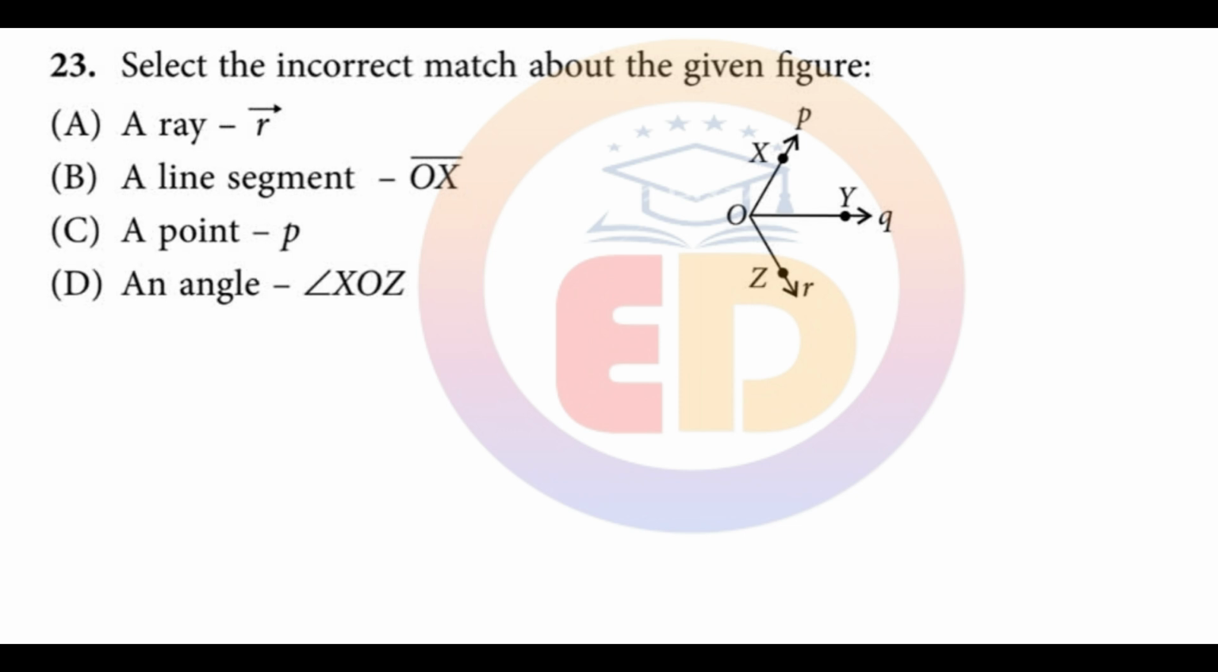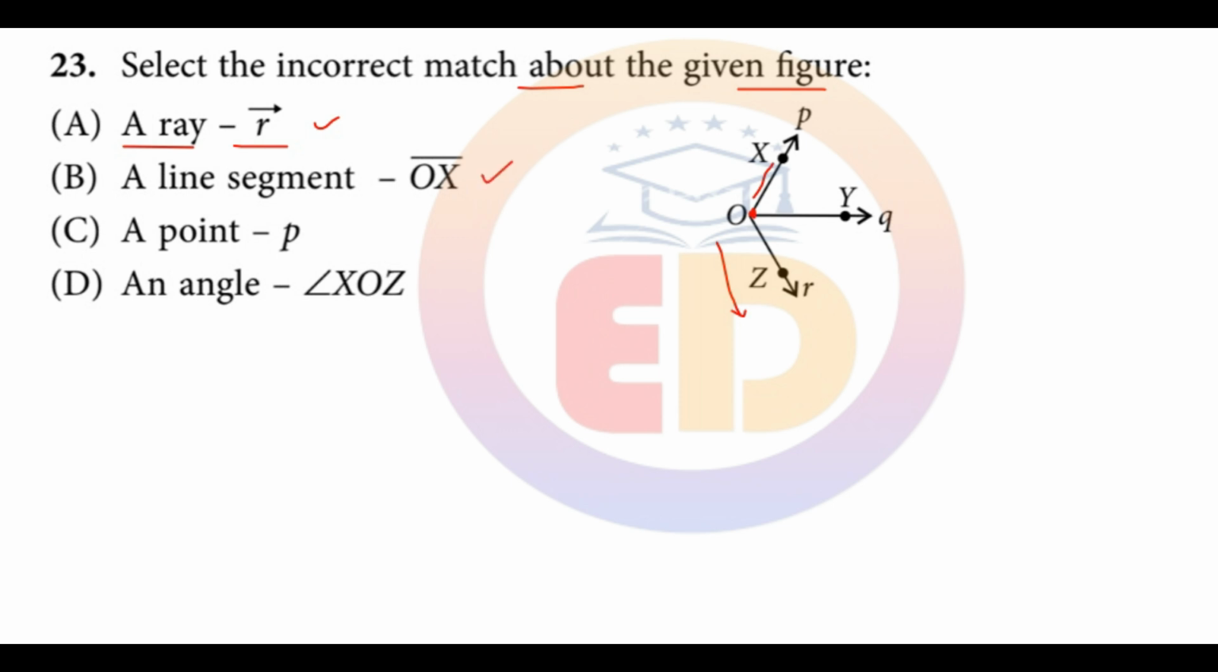Question says select the incorrect match about the given figure. 4 options are given, we have to match them. First option, a ray R. Is it a ray? Yes, it is a ray. This is correct. Line segment OX. Line segment starting from point O going till X. It is a line segment. It is correct.